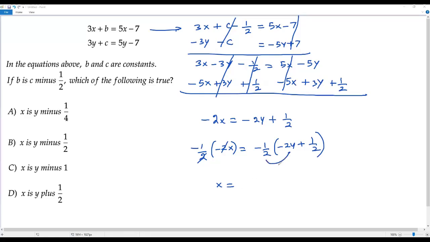Now let's distribute this negative 1 half to this negative 2y. Then I'm getting negative 1 half times negative 2y. And when I distribute this negative 1 half to this 1 half, it will become negative 1/4, because negative times positive becomes negative. When I multiply this 1 half and 1 half, I'm getting 1/4. Okay, this 2 will cancel out, and negative times negative will become positive. Then 1 times y is y, negative 1/4. So we get x equals y negative 1/4. So it can be said as x is y minus 1/4. So we find x is y minus 1/4 in option A. So the correct answer choice for this question is option A.